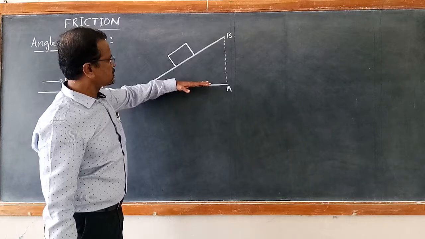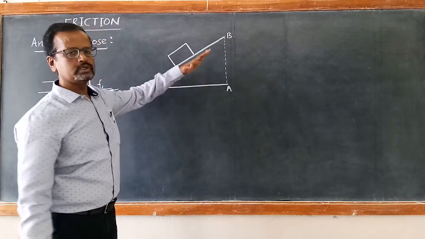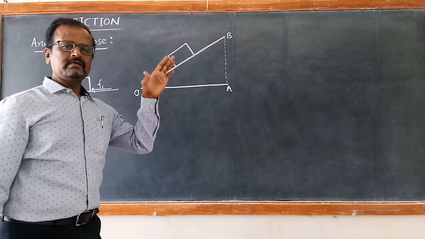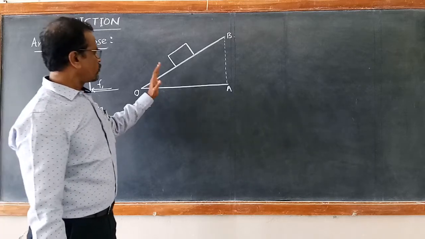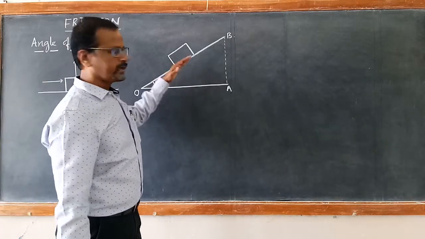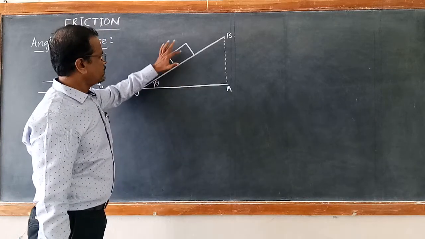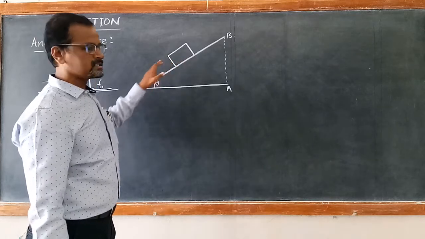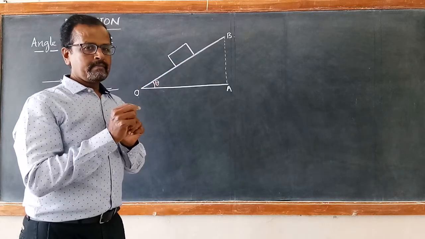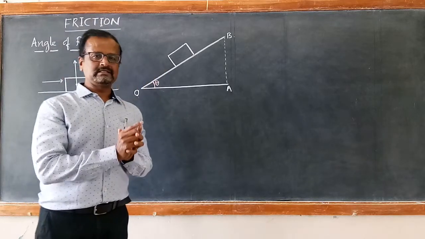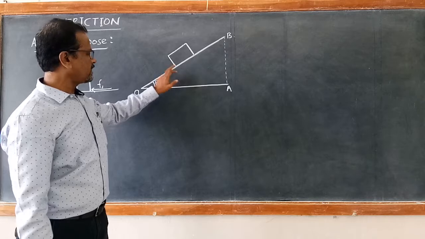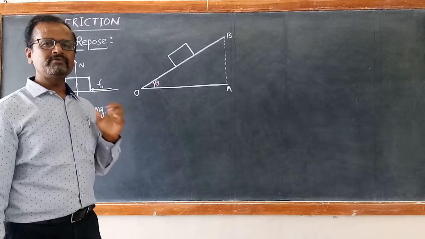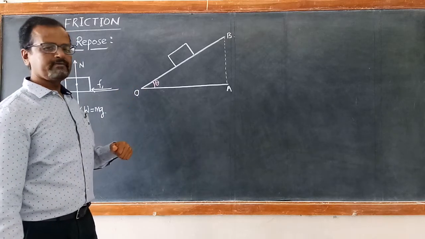As you go on slowly increasing the height, as you go on slowly increasing the angle of inclination, at one particular angle, the box starts sliding down. What is that angle for which the box starts sliding down on its own? Below that angle, the box is still at rest. That angle of the plane with the horizontal is called the angle of repose. So we will find out the angle of repose.